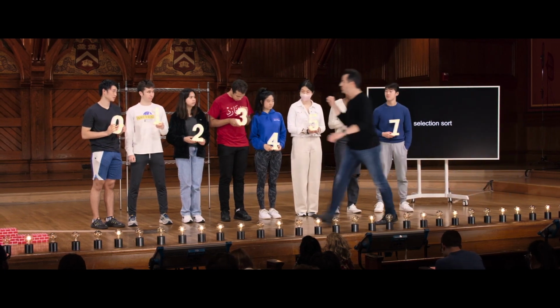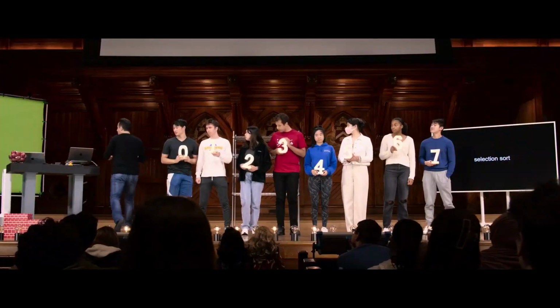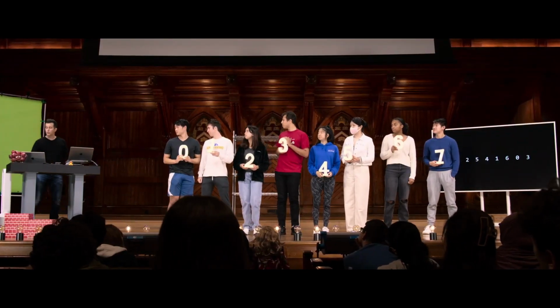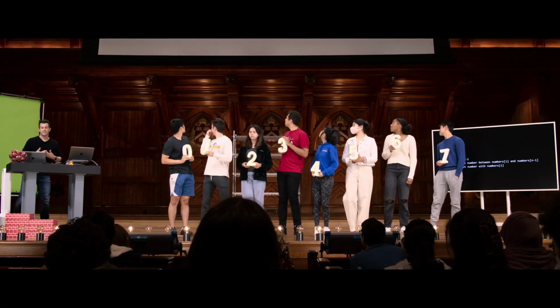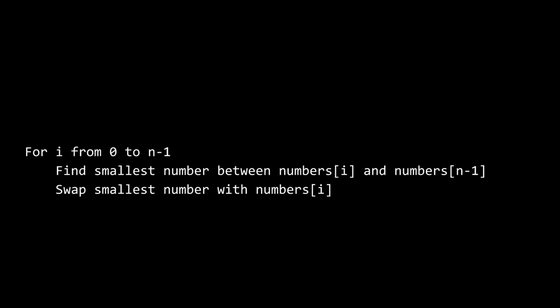So let me just, before we do one other demonstration here, propose that what I really just did here in pseudocode was something like this. For i from 0 to n minus 1, keeping in mind that 0 is always the left of the array, n minus 1 is always the right end of the array. For i from 0 to n minus 1, I found the smallest number between numbers bracket i and numbers bracket n minus 1. And that's the very geeky way of expressing this optimization.